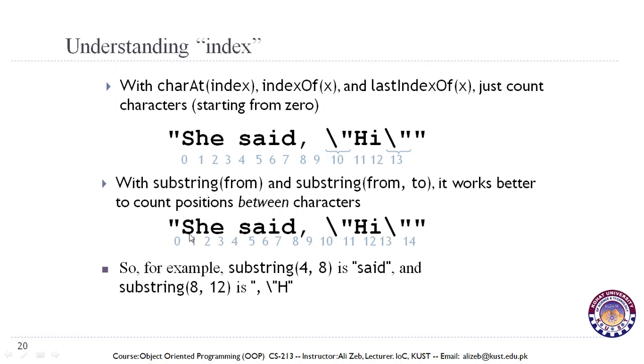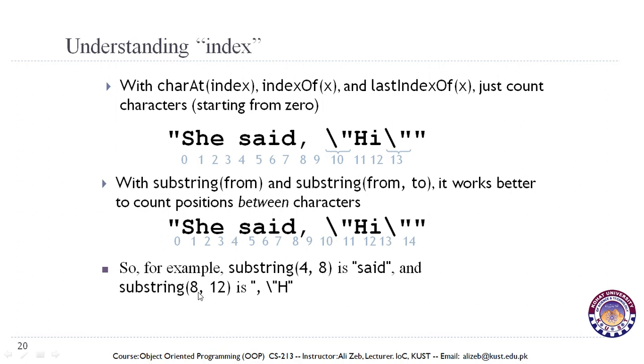So 0 will be S, 1 will be H, 2 will be E, 3 will be the space, and 4 will be the S. So 4 to, and D is 7, so it will return to us the 4, 5, 6 and 7, that is one less than the 2 point as we saw over here.